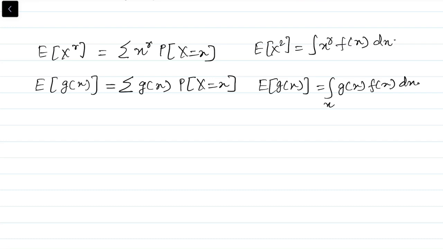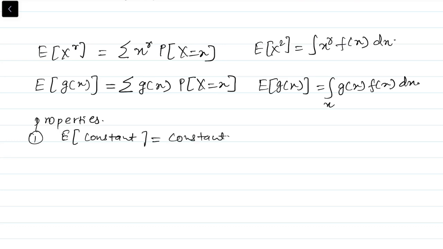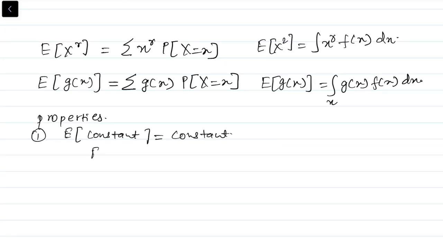Now let's look at some properties of expectation. First property is expectation of a constant is simply the constant. Now you can see this as the mean of a constant, okay? So the mean of a constant is basically the constant. So for example, if the constant is a, then the expectation of a is simply a. All right, and this is very easy to prove as well.